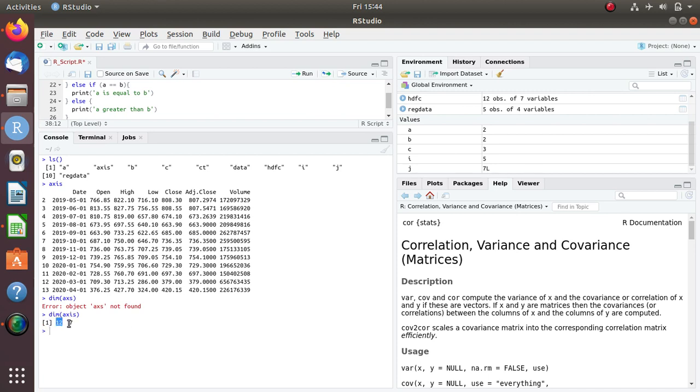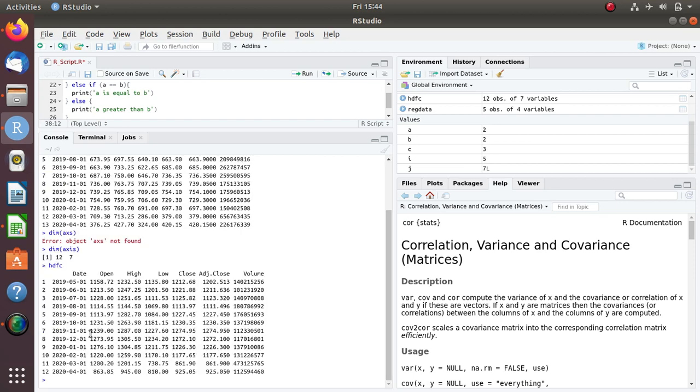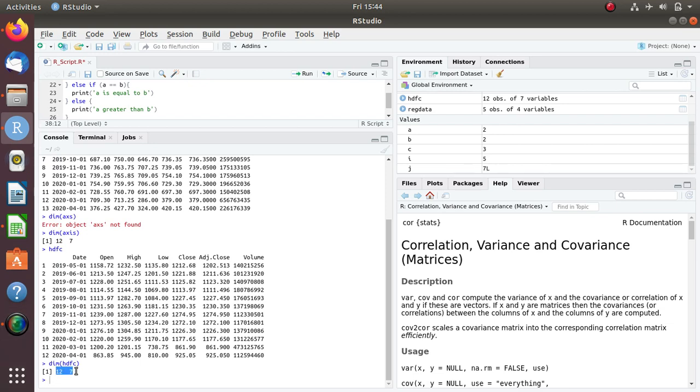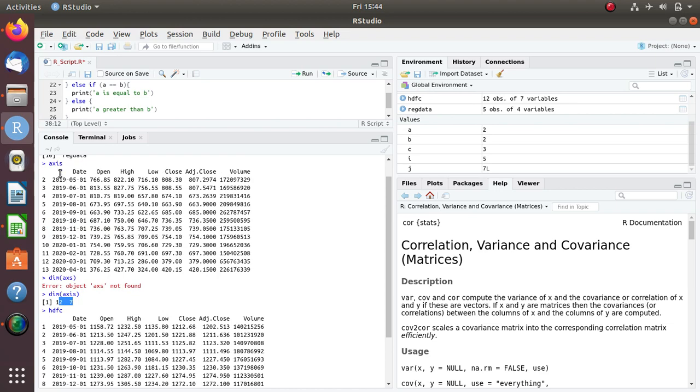We have 12 rows and 7 columns, and then HDFC also has 12 rows and 7 columns. So this is what I was talking about. Both of them should have some commonality. You cannot have two different data sets with different dimensions. You have to check all these things.